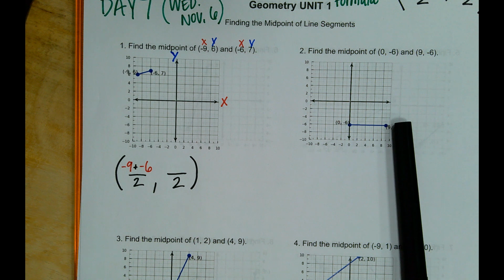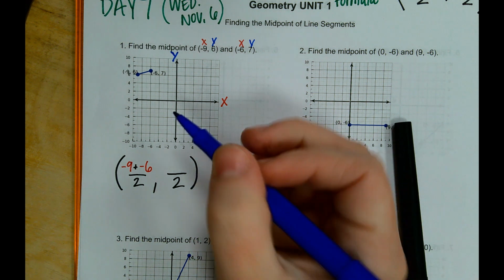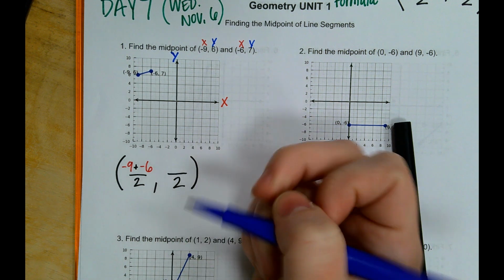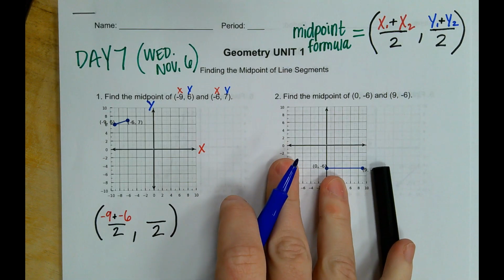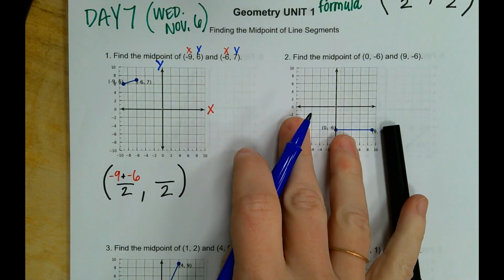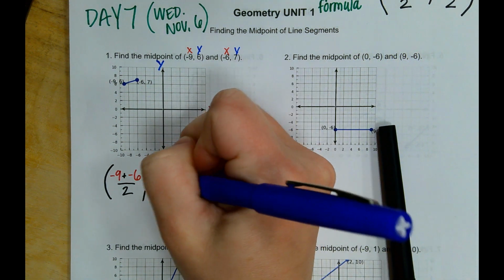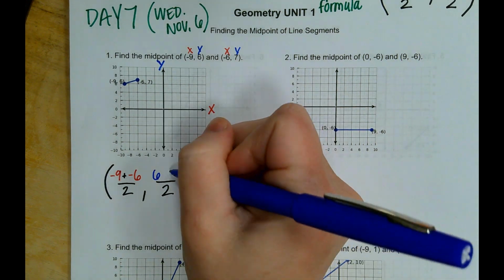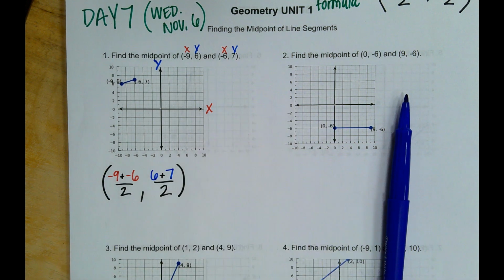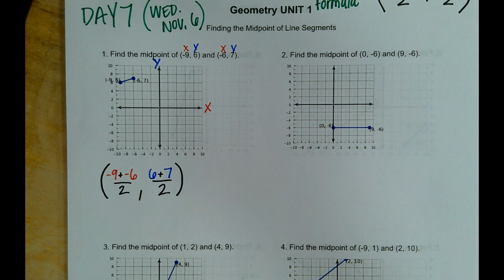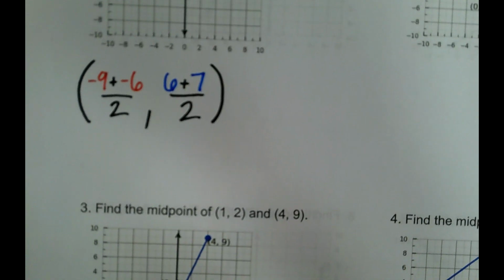And then what are we going to put for our y's? Perfect. 6 plus 7. Okay. So now we just need to solve it. We got all of our numbers plugged in. So that's good. Let's do that.